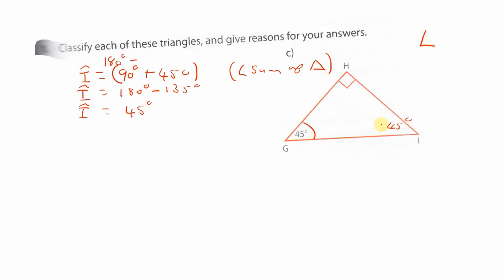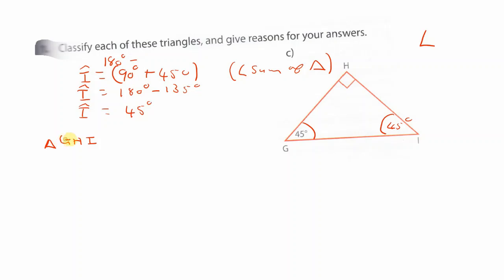So since we have two angles that are equal, we know it has to be an isosceles triangle as well. So we know it's a right angle because of the 90-degree angle, and then isosceles because of two angles that have the same size. So we can say triangle GHI, this is our statement.